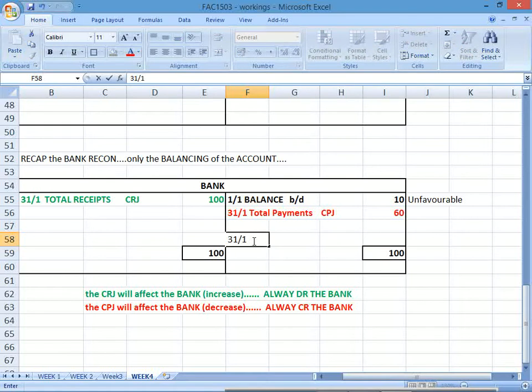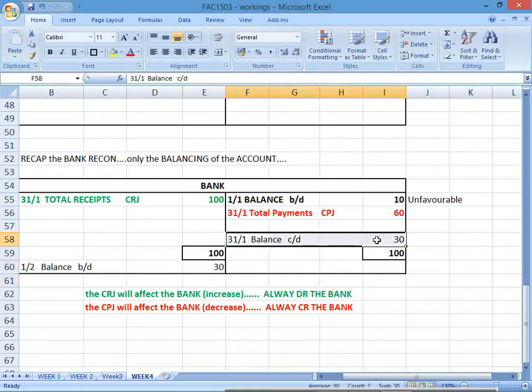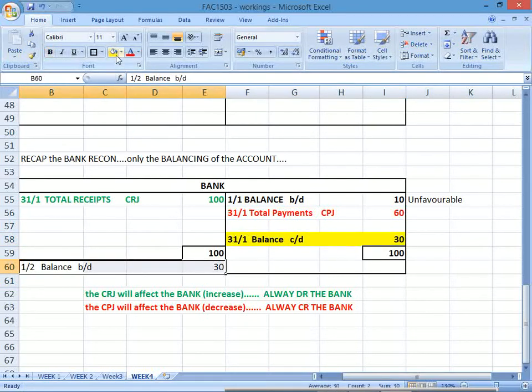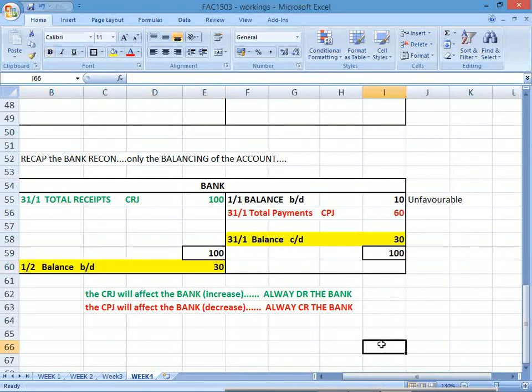You find the difference. Balance carried down, 30, and then bring down for the next month. Balance brought down, 30. Okay, that's the balancing. So the textbook is describing that process. They're describing this, balancing the account. That's how you do it. Okay, it's as simple as that.